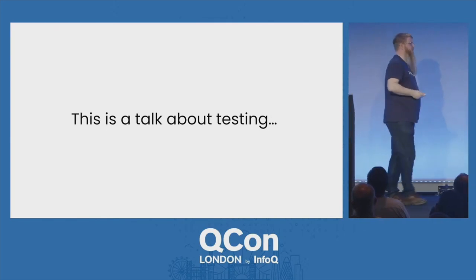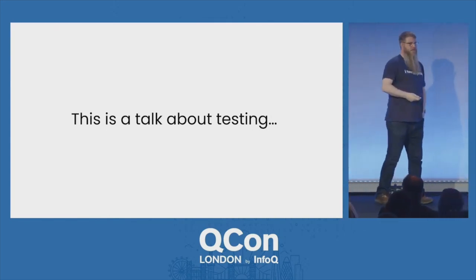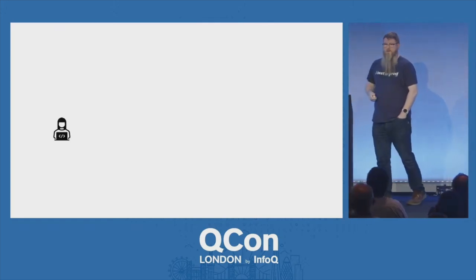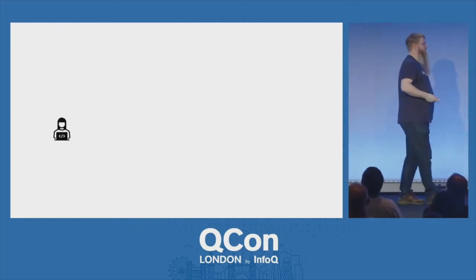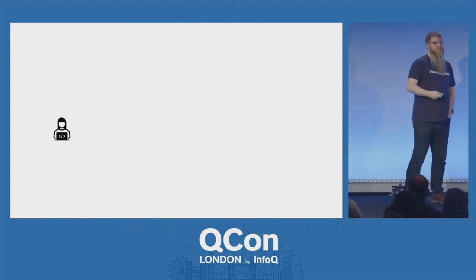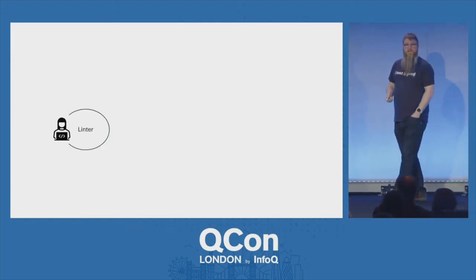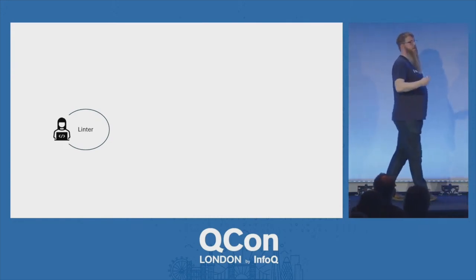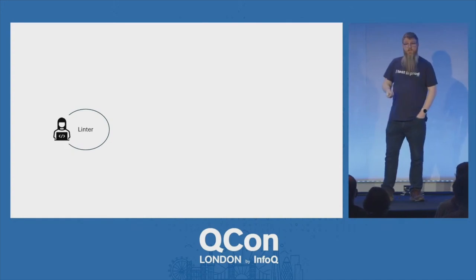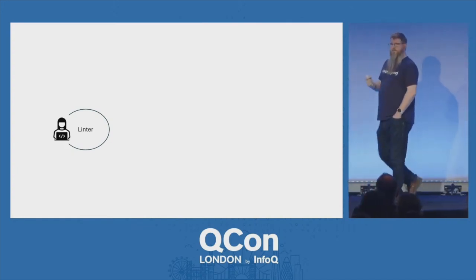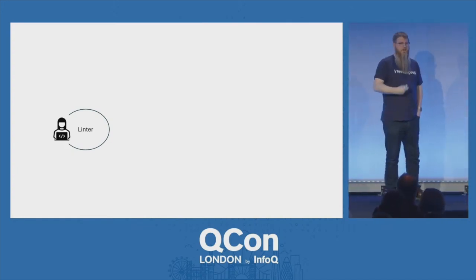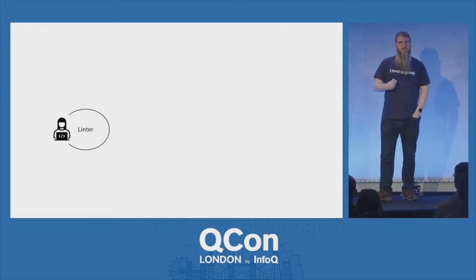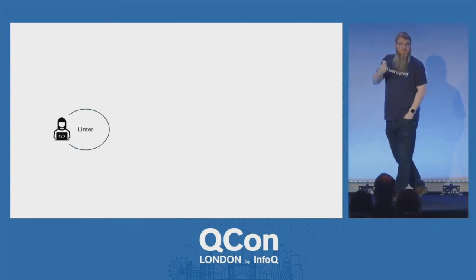I mean, it's really a talk about feedback loops, because testing is a feedback loop of how we understand our systems. Now, if we were to take a developer, the fastest feedback loop that we have is a linter. It will tell us whether our code is formatted correctly, whether we're using the right conventions, and it happens really fast. It happens as you type. You don't really get much faster than that.